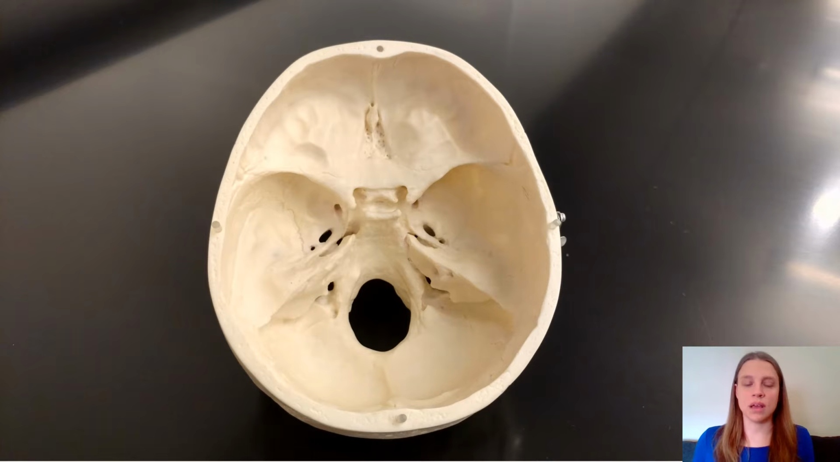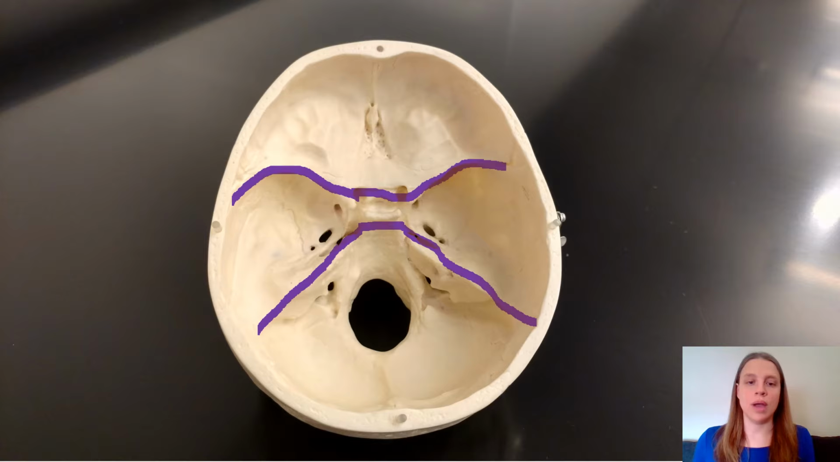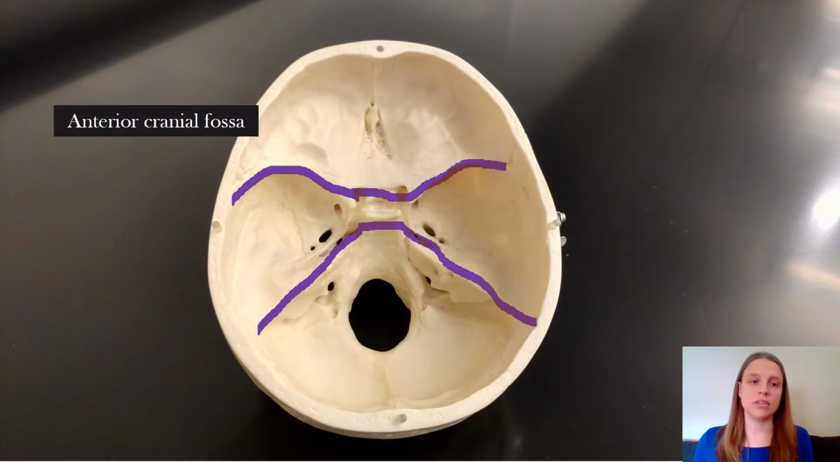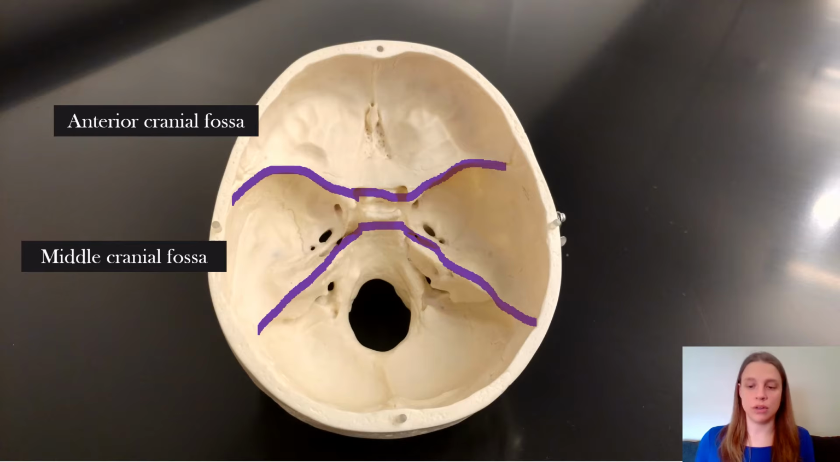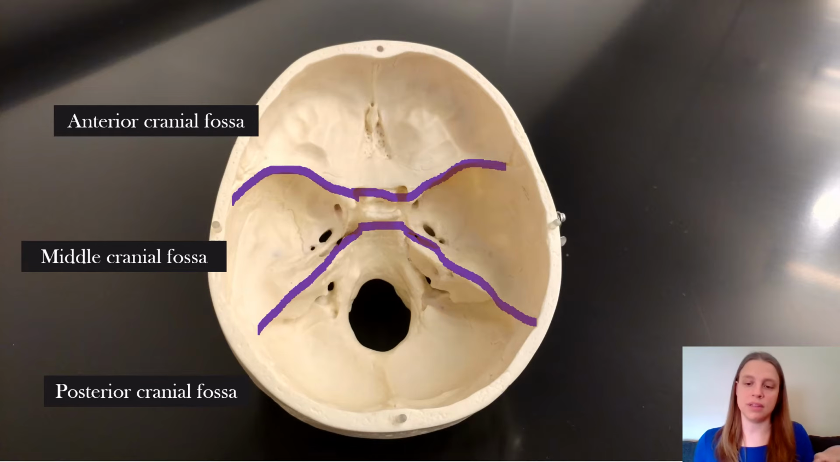So inside the skull, it's broken up into three big sections. You have in the front the anterior cranial fossa, the middle cranial fossa, and then in the back is the posterior cranial fossa. The word fossa means like a bowl or a basin, so it's just talking about the three little bowls on the inside of your skull.